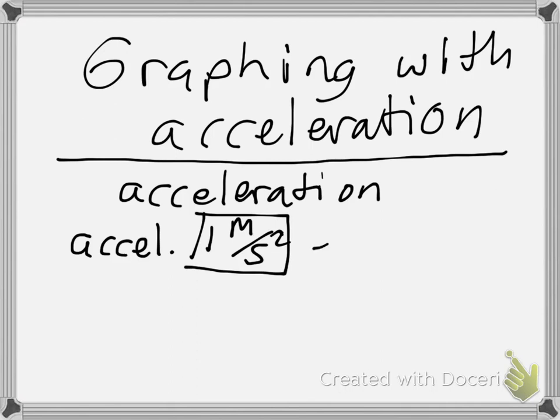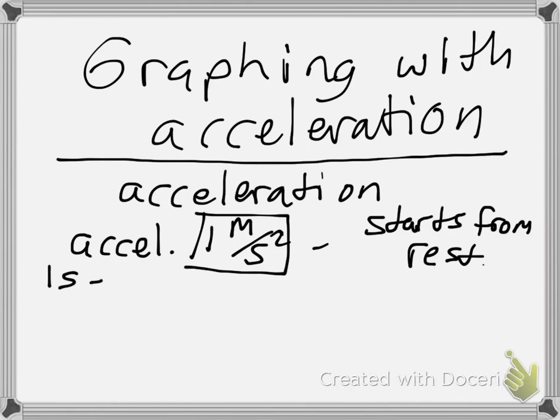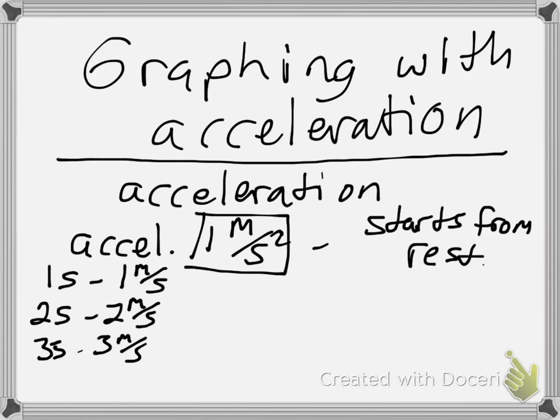All right, I want to try and give some concrete meaning to what this means. So assume that the object starts from rest. Okay, so if the object starts from rest, after 1 second of this acceleration, it will be moving at 1 meter per second. After 2 seconds, it'll be moving 2 meters per second. After 3 seconds, it'll be moving 3 meters per second, and so on and so forth.